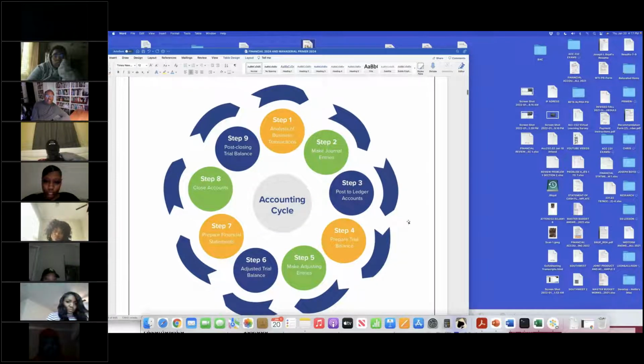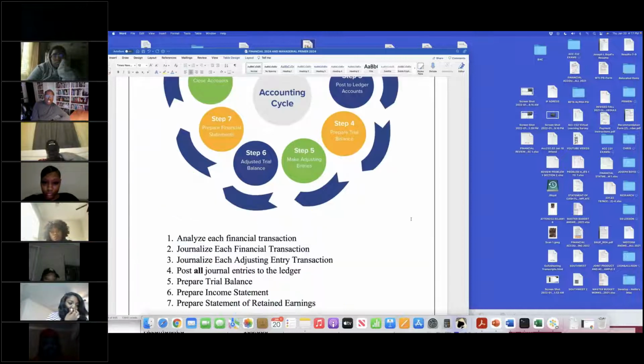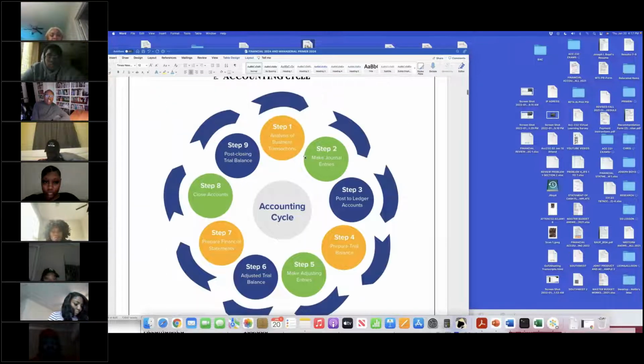Let's look at the first 2 steps: analyze transactions and make journal entries. So that's what we want to do and get those down. Okay.